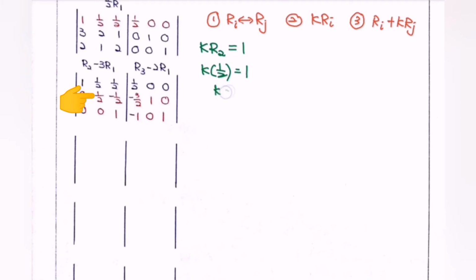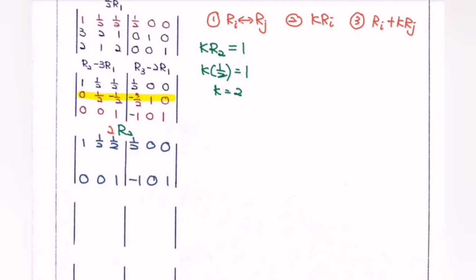Next, k will be equal to 2. So the formula for this part would be 2 multiplied with the row 2. So kindly highlight the row 2. We want to make sure the second column and the second row, the element A22, is equal to 1. So now what we can do is copy the first row and the third row.